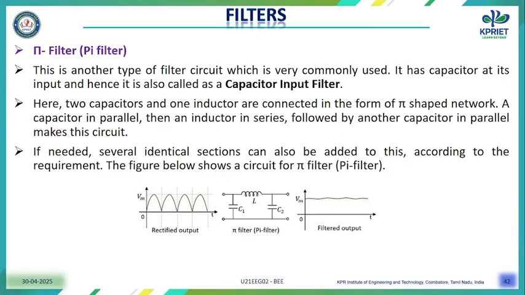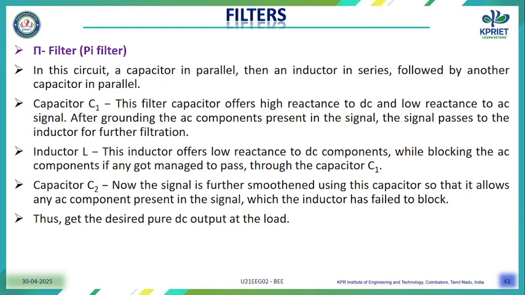The following diagram shows the pi filter. It takes the rectified output as an input to this pi filter. Here we have two capacitors and one inductor. In this circuit, a capacitor in parallel, then an inductor in series, followed by another capacitor in parallel. Capacitors C1 and C2 and the inductor L are connected as per the circuit diagram.